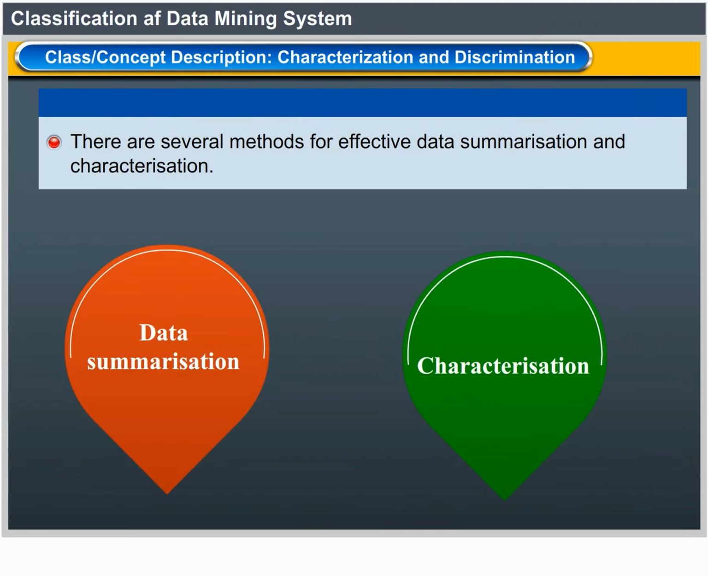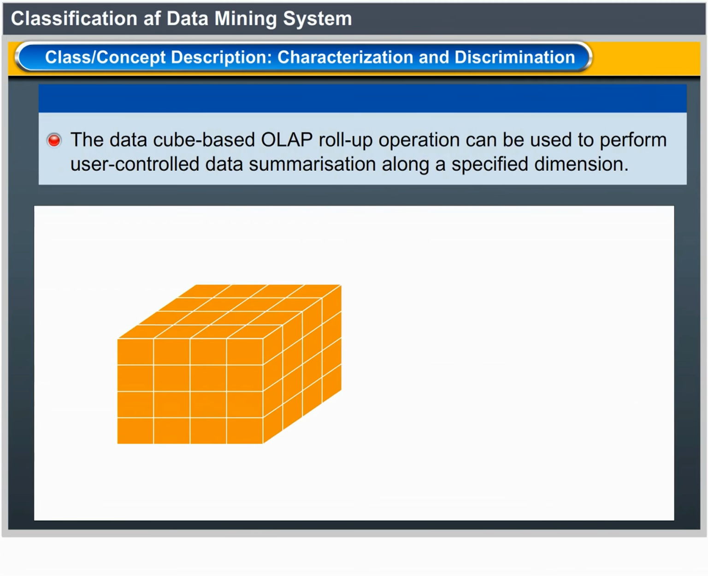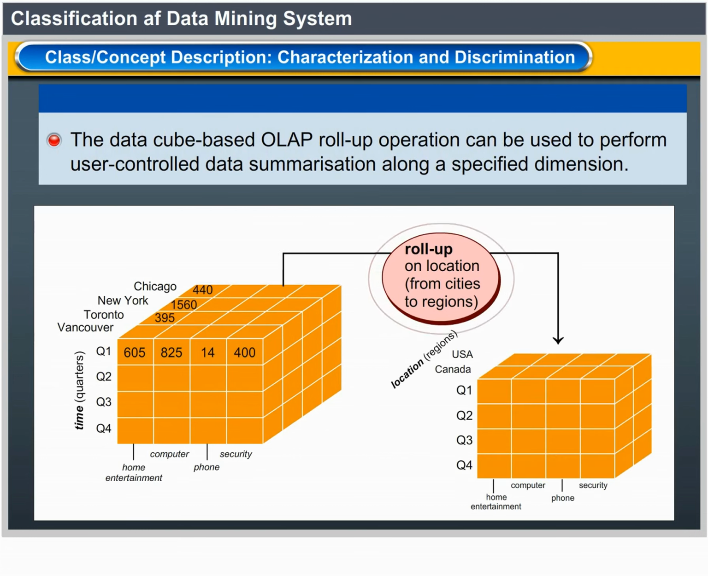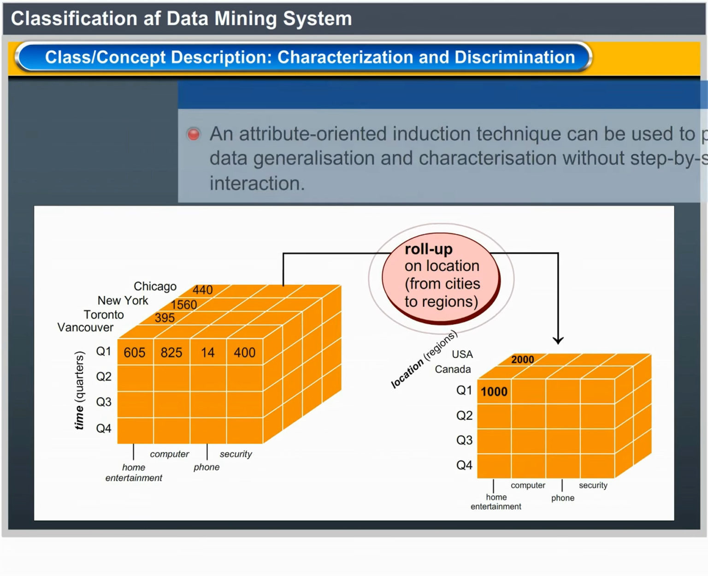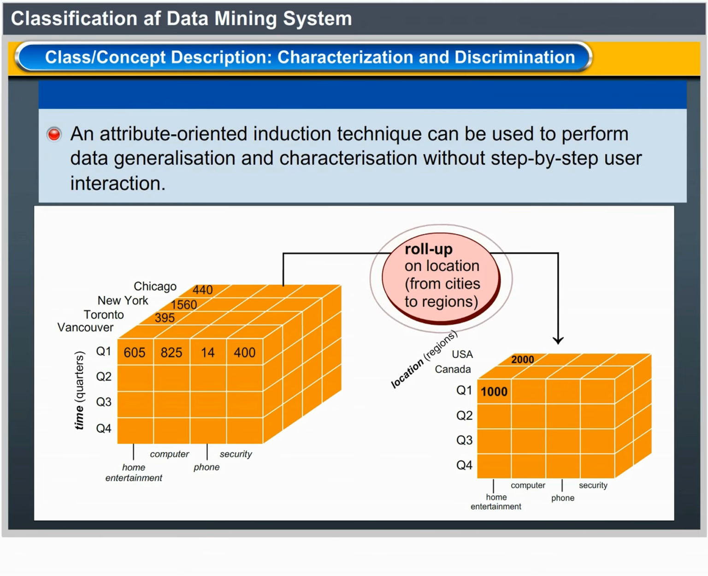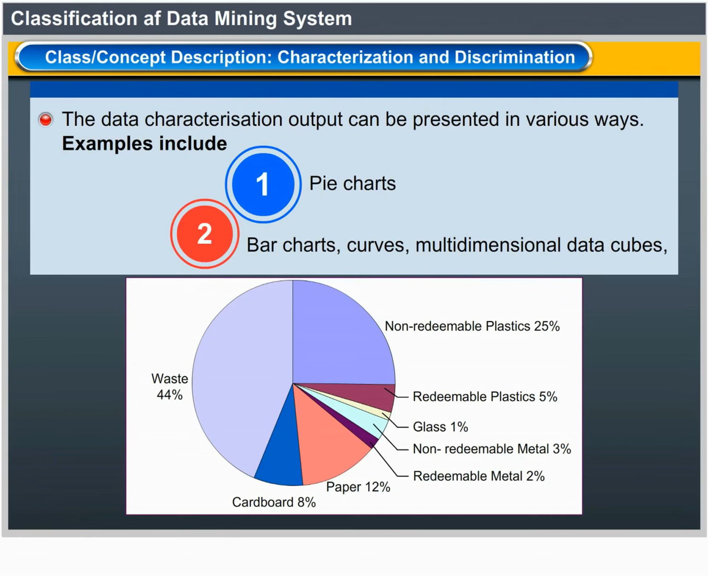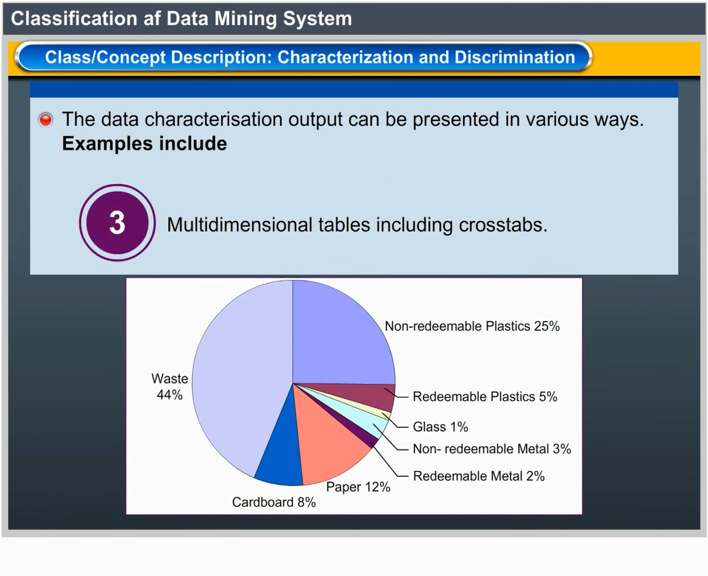There are several methods for effective data summarization and characterization. The data cube-based OLAP roll-up operation can be used to perform user-controlled data summarization along a specified dimension. An attribute-oriented induction technique can be used to perform data generalization and characterization without step-by-step user interaction. The output of data characterization can be presented in various forms. Examples include pie charts, bar charts, curves, multidimensional data cubes, and multidimensional tables, including crosstabs.